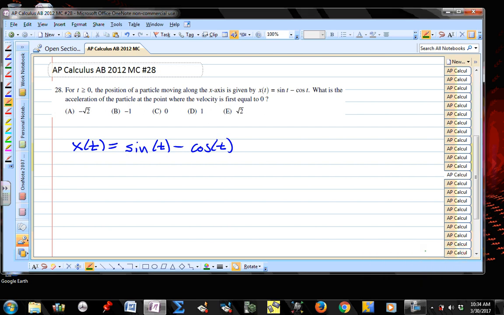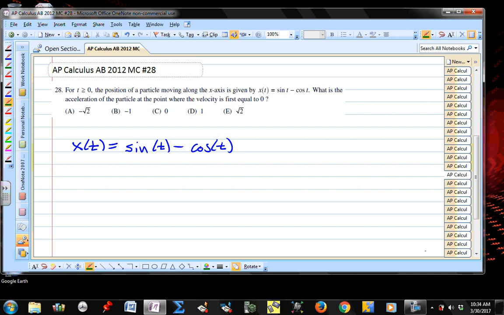Here in problem number 28, we're given the position function for a particle moving along an x-axis, and we're asked to find the acceleration of the particle at the point where the particle's velocity is first equal to 0. So first we have to find a few functions. If we're given position to discuss velocity, what we need to do is differentiate.